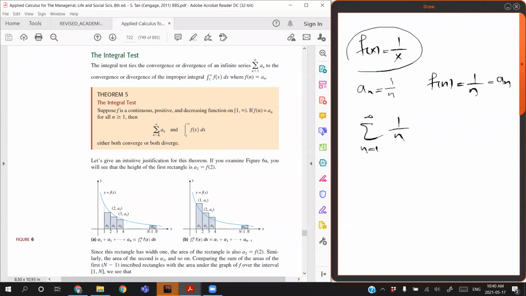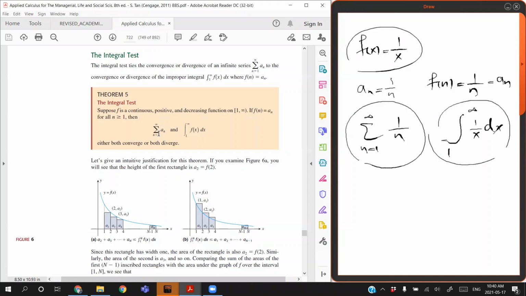So in order to see whether this series here converges or diverges, I will have to calculate this improper integral and see whether that one converges or diverges. By the integral test, if this improper integral converges, then the series also is convergent. If this one diverges, then this one also is divergent.